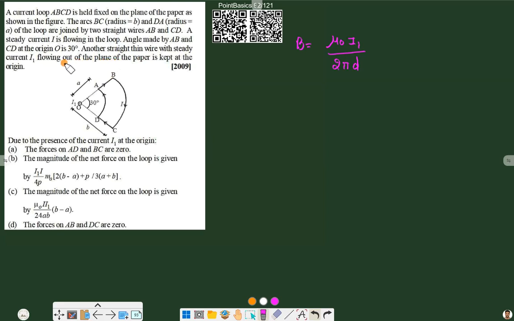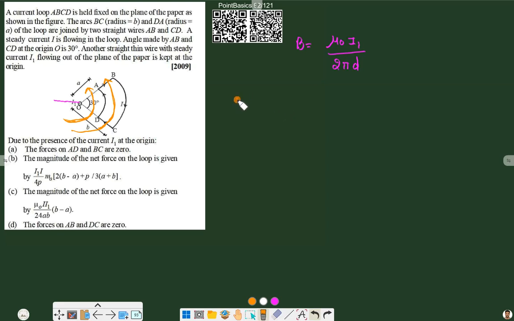The direction of this current is out of the plane, coming out of the plane, something like this. With the help of the right hand screw rule, we can find that the direction of the magnetic field will be anti-clockwise, something like this. Now we will find the value of forces.